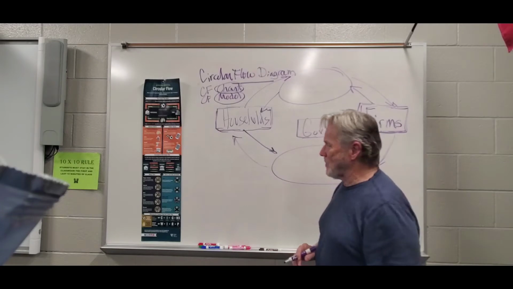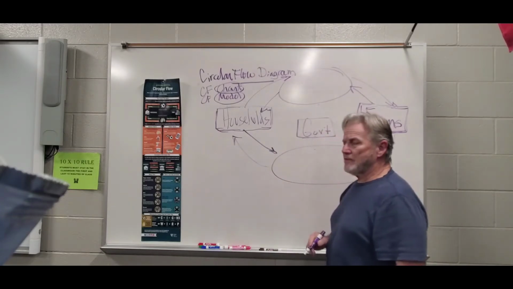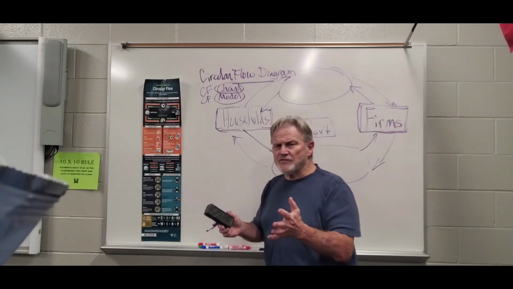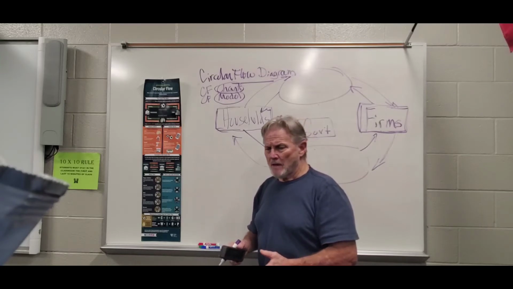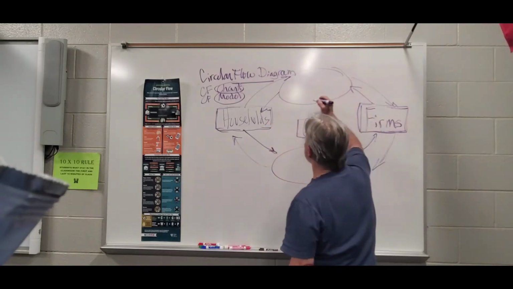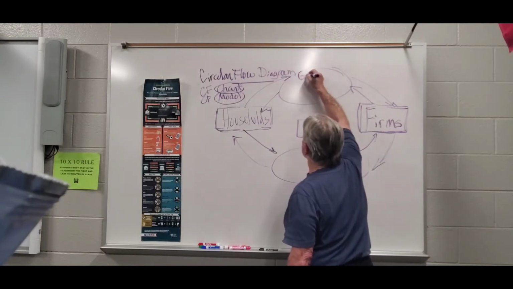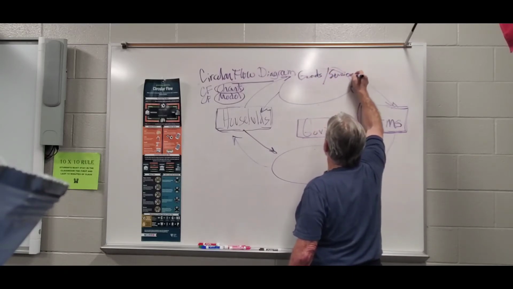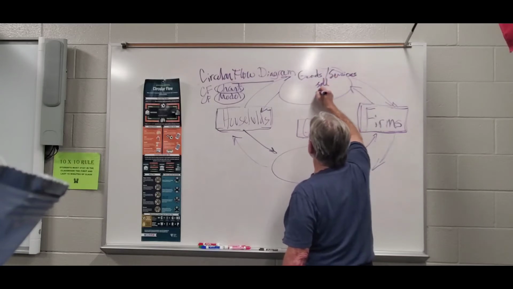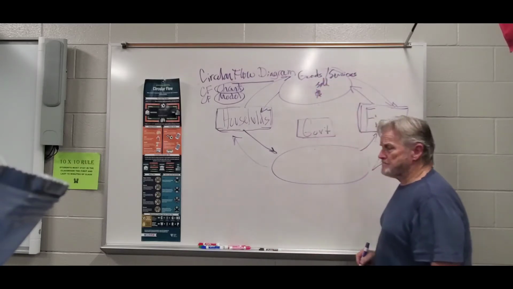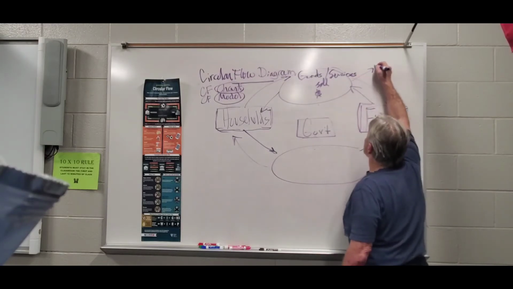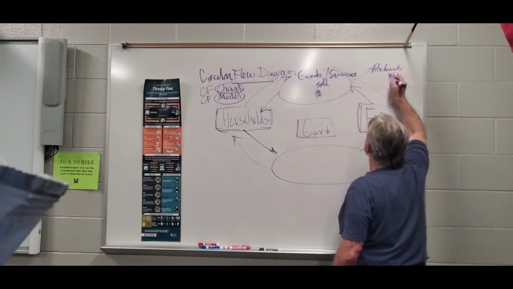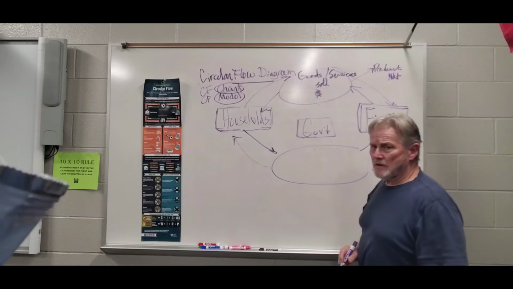Now, one of the first things I want you to understand is we've got two big circles up here that represent two markets in one economy. A market is the exchange of goods and services for money. And up here, we have a market where goods and services are being sold for cash. That is called the product market. That's the place where goods and services are sold for cash.